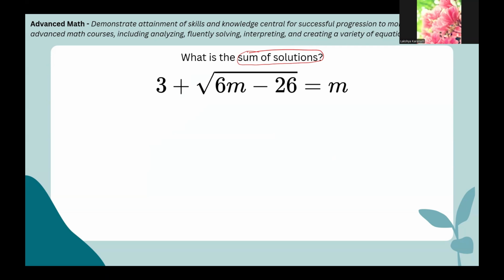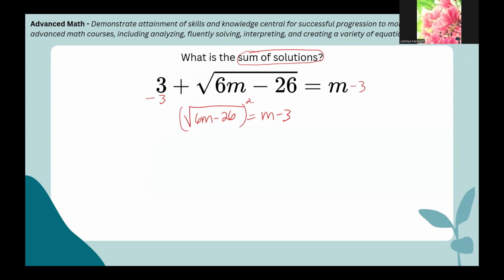All right. So again, we want to bring the m's together, right? We want to bring the variables together, the common terms together. So to do that, the first thing I want to do is get rid of the square root, first of all. So let's focus on that first. So square root of 6m minus 26, and I'll subtract both sides by 3, and you'll get m minus 3.